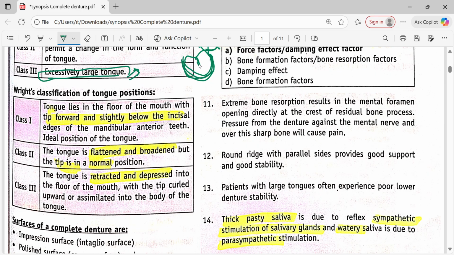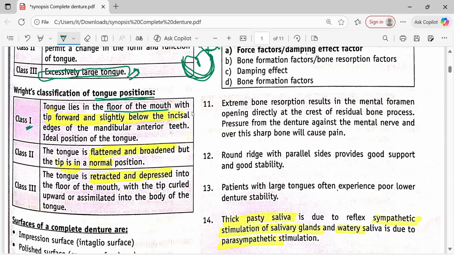Compared to the size, the tongue position is a different thing. Tongue position classification is given by Wright. What does Wright say? Wright says that there can be three classes of tongue position. Class 1 is when the tongue lies in the floor of the mouth. So the position is in the floor.